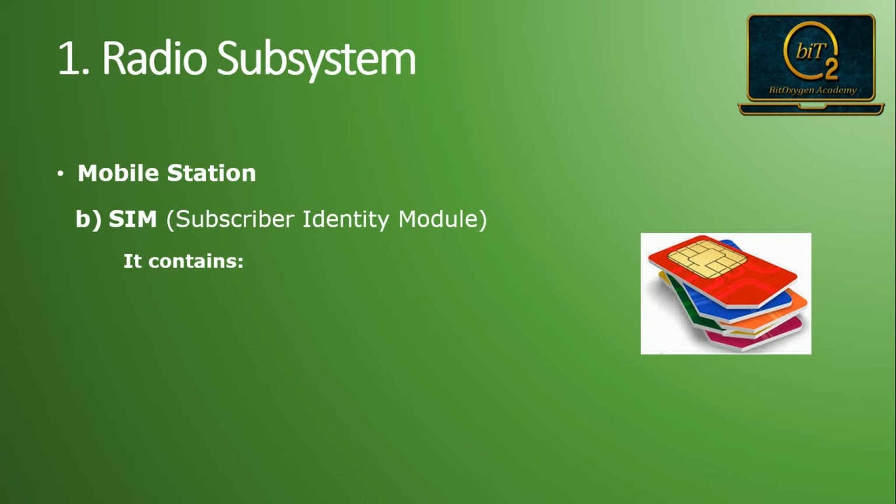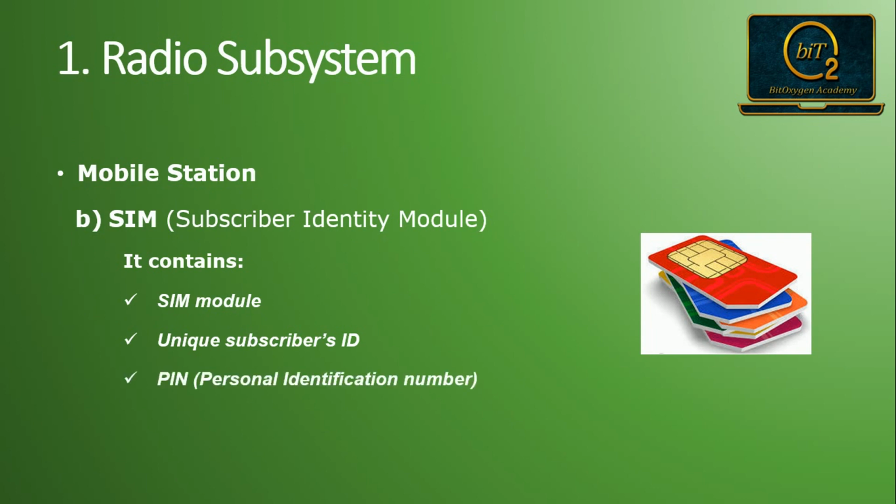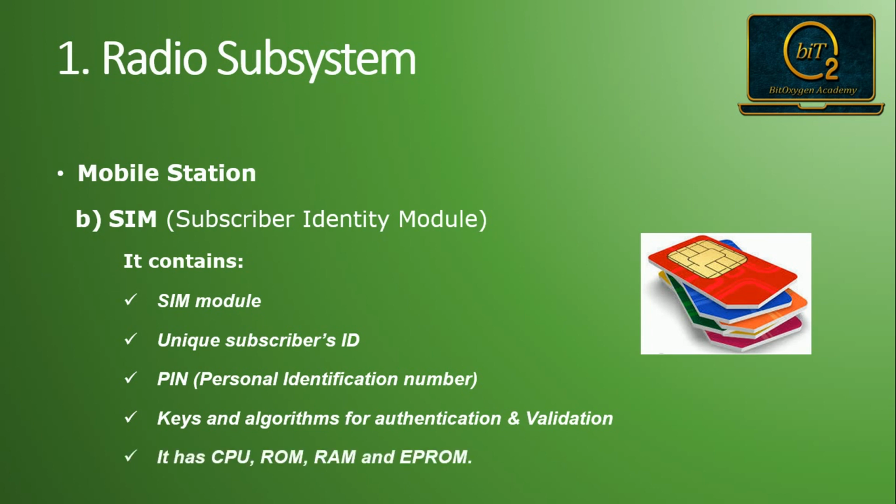Let's discuss about the SIM, Subscriber Identity Module. It contains the SIM module, unique subscriber's ID, PIN, that is personal identification number, keys and algorithms for authentication and validation. It has CPU, ROM, RAM, and EPROM as well. It is the identity of the subscriber and not a physical mobile terminal. Without this identity, mobile terminal cannot work.